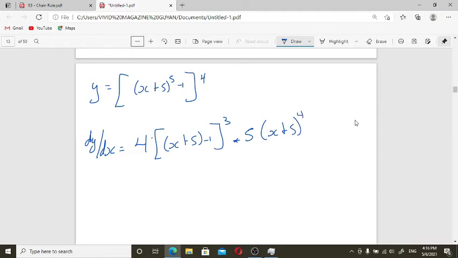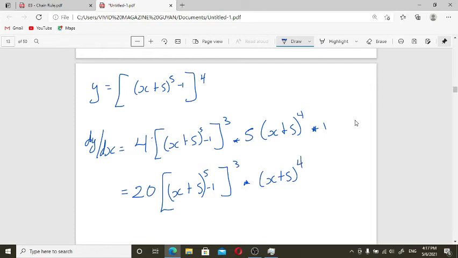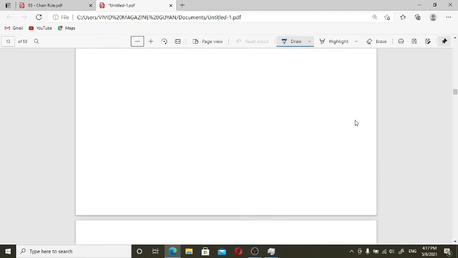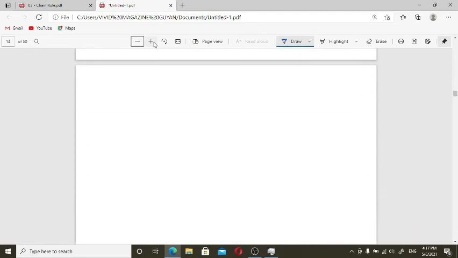Derivative of x is going to be 1, so let's write it 1. So 4 times 5 is 20, times 1 is 20. Write back what's in the square bracket, which is x plus 5 minus 1 raised to the cubed, multiplied by x plus 5 raised to the 4th. Alright, and that's that.